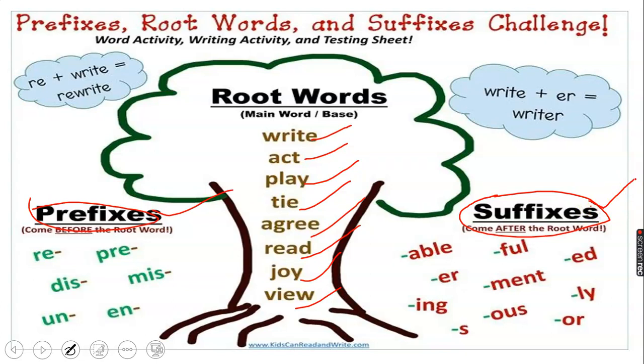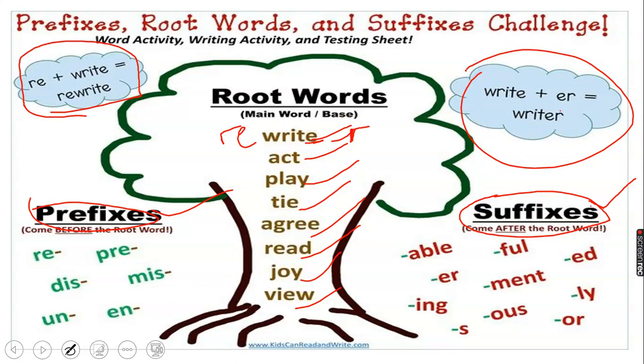So look at this, for example. Write. If I put "re" here, it becomes what? Rewrite. And if I put "er" at the end of that write, just put "r", since there's an "e" there already, it becomes what? Writer. So this "r" here is the suffix, while this "re" is the prefix. So you can see that I can change this root word, write, to rewrite or writer.